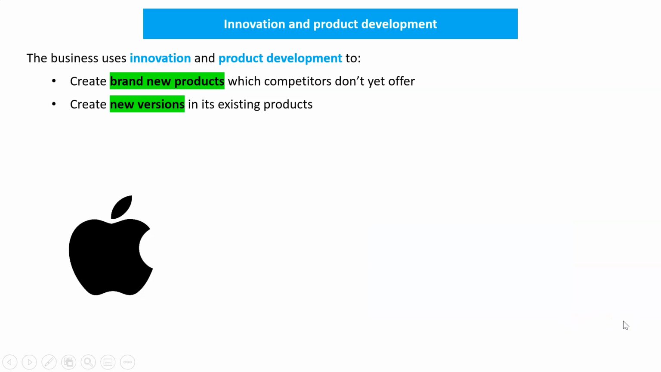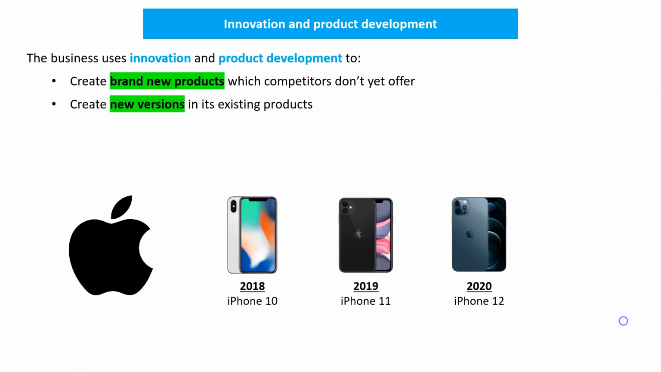What else? You can create new versions of existing products. The masters at this, Apple: you buy the new iPhone every year. Maybe you don't even need it. Your old phone's fine. But there is a great pressure, I suppose, to buy it because it is the latest thing. And yeah, we just update every year. So great brand innovation there.